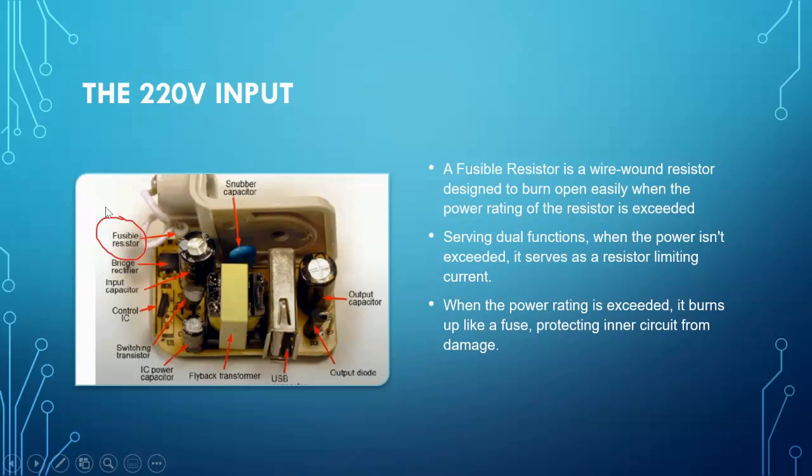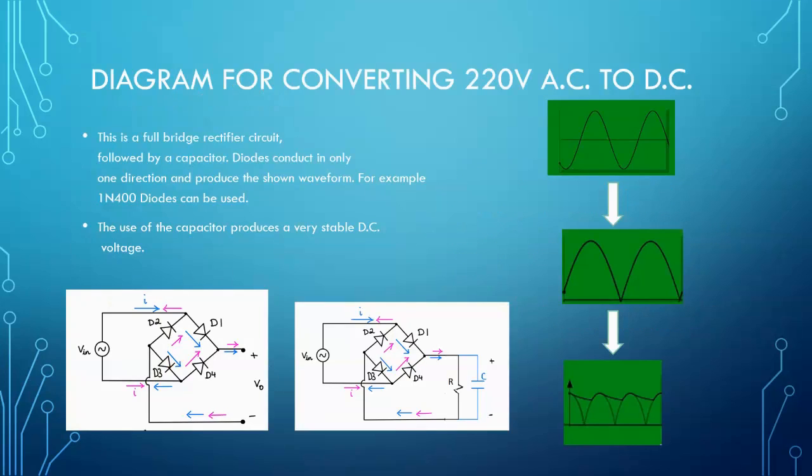When the power doesn't exceed the safe limit, it serves as a current limiting resistor. And when the power rating is exceeded, it burns up like a fuse, hence protecting the inner circuit from further damage. Next is the conversion of the 220 volts AC to a DC signal.